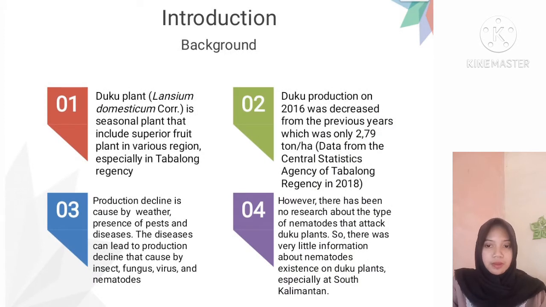Background. First, the Duku plant is a seasonal plant that is a superior fruit plant in various regions, especially in Tabalong Regency. But Duku production in 2016 experienced a reduction from previous years, which was only 2.79 tons per hectare. Production decline is caused by weather, presence of pests, and disease. The disease can lead to production decline and is caused by insects, fungus, virus, and nematodes.